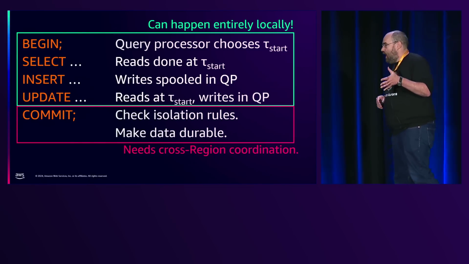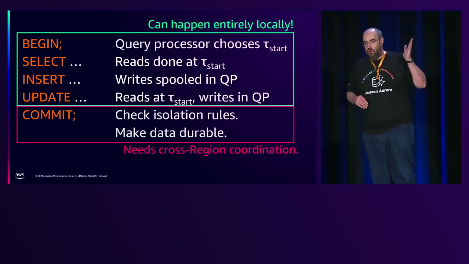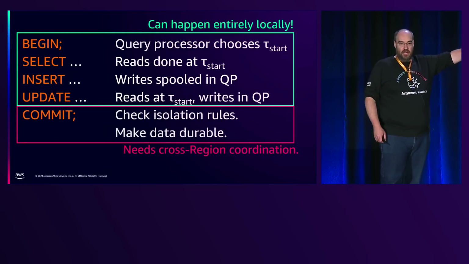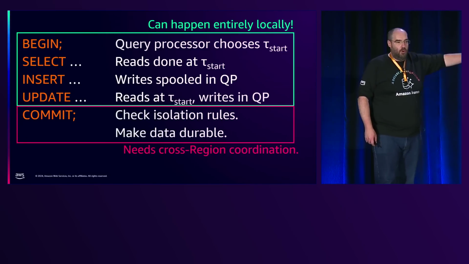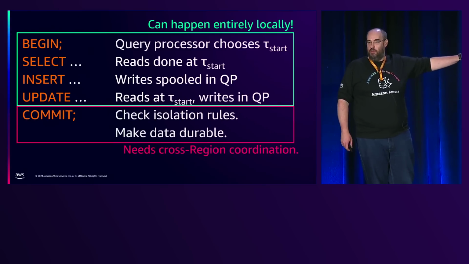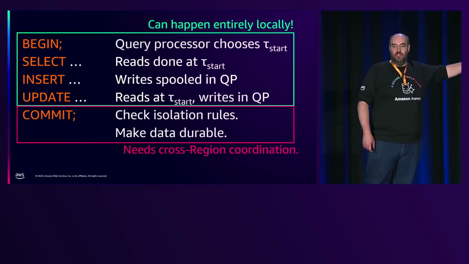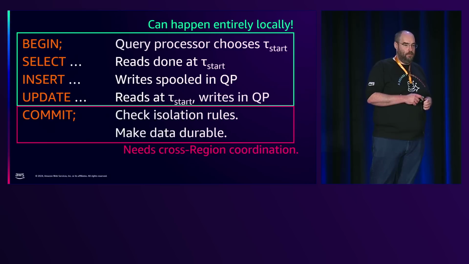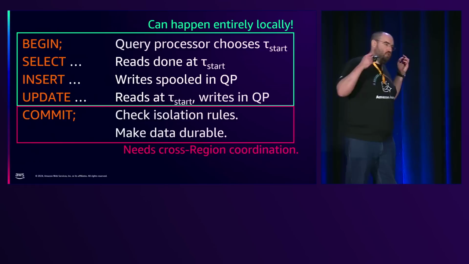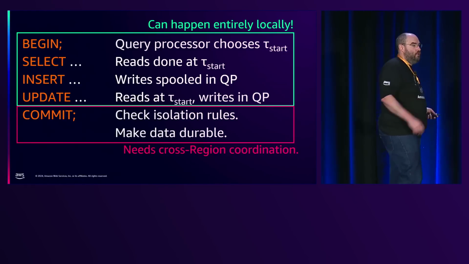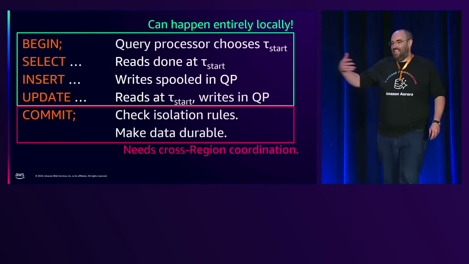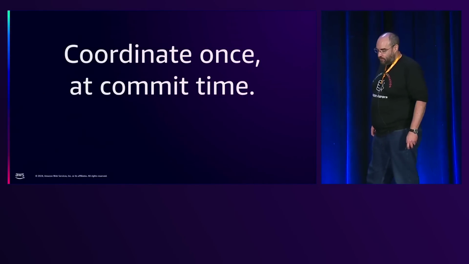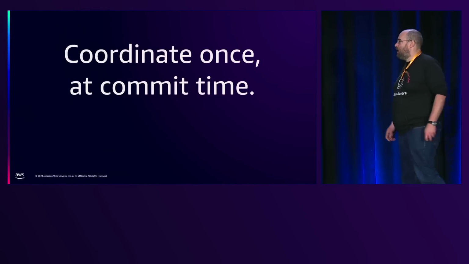Then, at commit time, we have no option but to do cross-region coordination. And this is for two reasons. One of them is we have to coordinate to meet those isolation rules. And much more importantly, we have to copy the data into multiple regions to make sure that it is durable, even in the case of a catastrophic failure in one region. And so this is the fundamental law of physics. You can't do better than this. You do have to move that data out of region, at least into one other region, to get that property. So coordinate once at commit time.